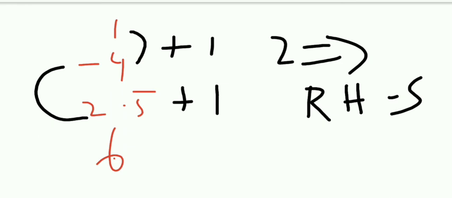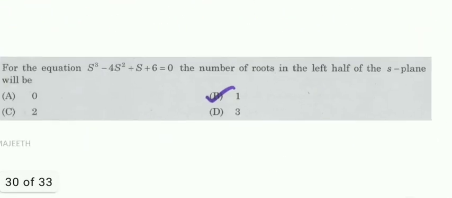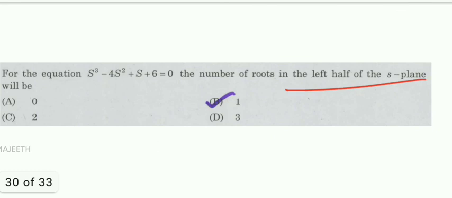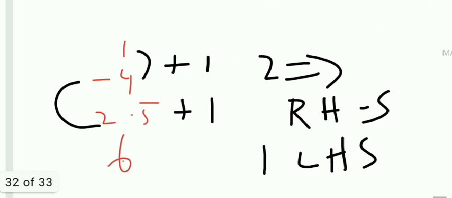That means 2 roots are on the right side of the s-plane. What is the order of the system? The maximum power is 3, so we have 3 roots. So 2 roots on the right side, the remaining 1 root on the left side of the s-plane. From this, the answer to how many roots are in the left side of the s-plane is: only 1 root on the left side, and 2 roots on the right side of the s-plane. Okay, that's all about this session.